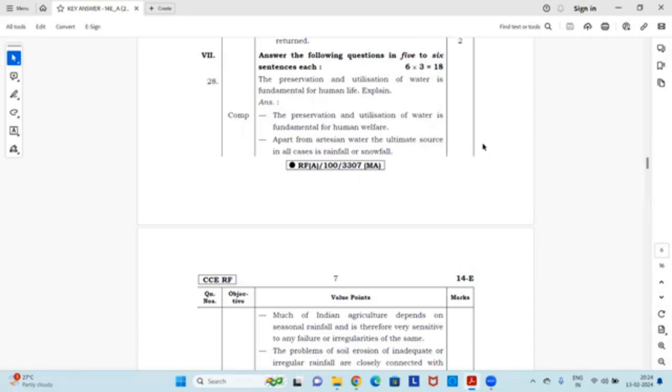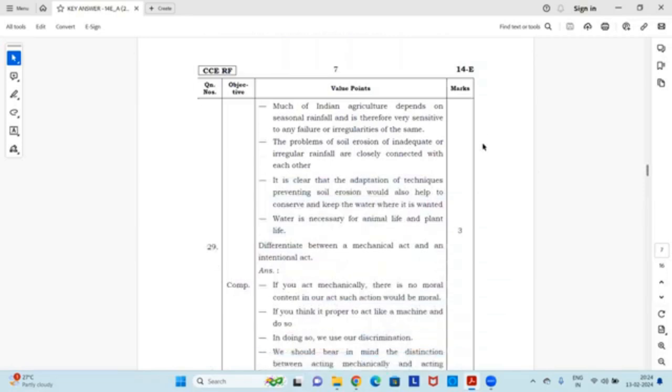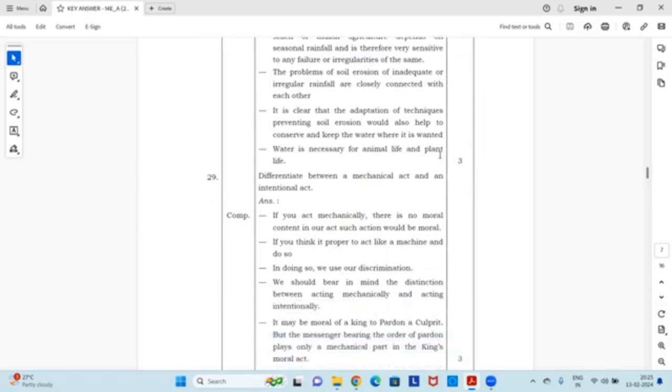Apart from artesian water, the ultimate source in all cases is rainfall or snowfall. Much of the Indian agriculture depends on seasonal rainfall and is therefore very sensitive to any failure or irregularities of the same. The problems of soil erosion, of inadequate or irregular rainfall are closely connected with each other. It is clear that the adoption of techniques preventing soil erosion would also help to conserve and keep the water where it is wanted. Water is necessary for animal life and plant life. Okay, so here we can write the points.